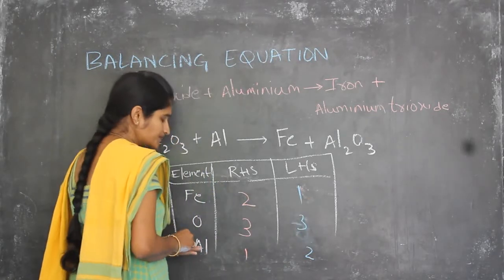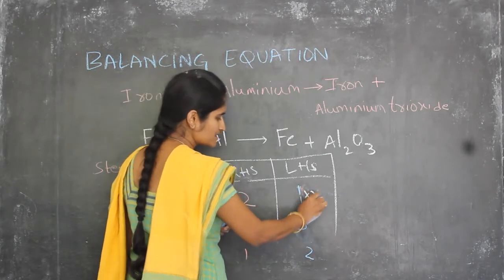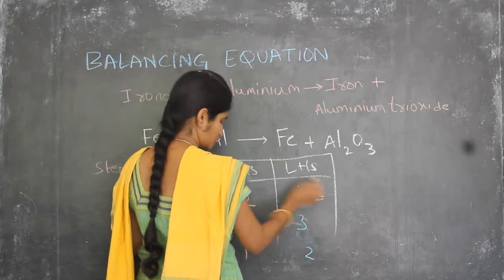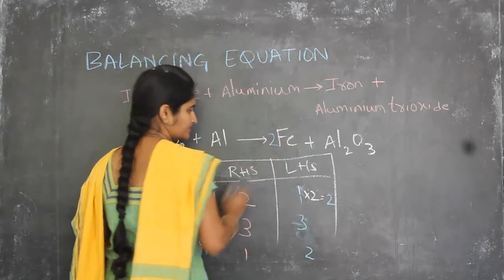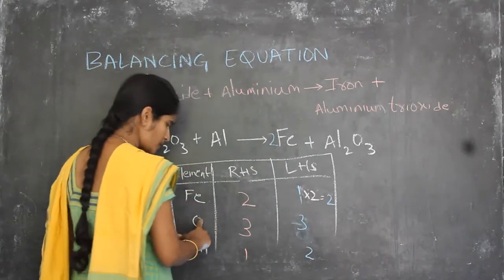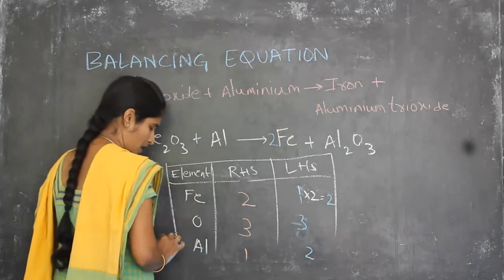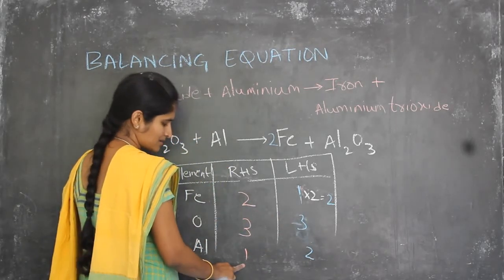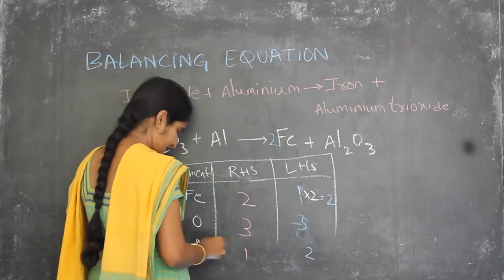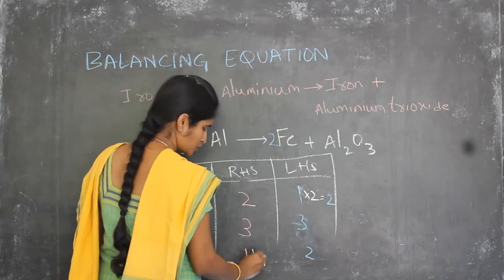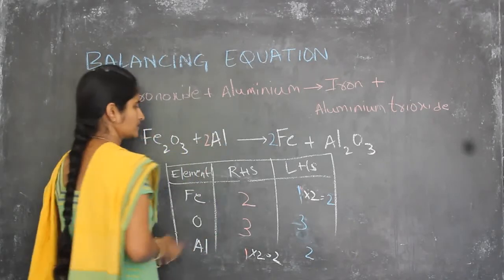Now first I will consider iron. Here it is 2, here it is 1. So if I multiply this with 2, I will get 2. So I am writing this in the equation, that is 2. Now oxygens are 3 and here also 3, so no need to go for oxygen. Next, here aluminium is 1 and here it is 2. So now I need to balance on the RHS side. If I multiply this with 2, I will get 2. Is it clear? So now I will write it here.